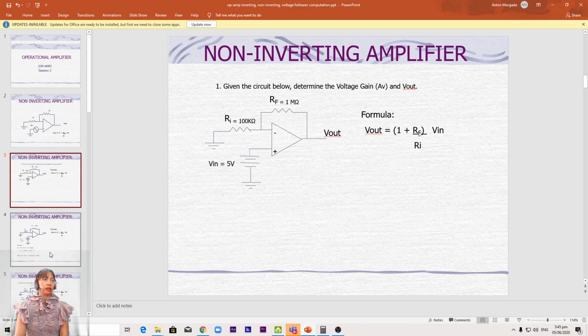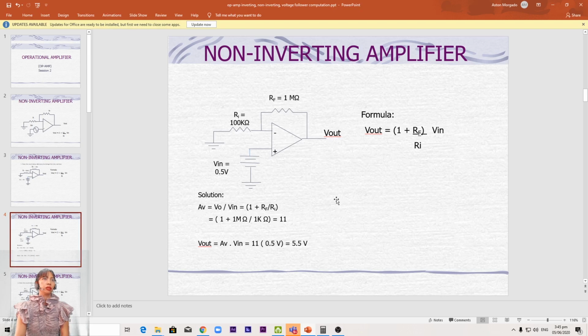So let's take the next slide for the computation or solution. We have AV is Vout over Vin. For voltage gain, we have 1 plus RF over Ri. So we have 1 meg over 100K is 10, plus 1. So we have voltage gain of 11. So Vout is equal to AV times Vin, 11 times 0.5. So we have 0.5 volts Vin here, DC, is equal to 5.5 volts. If we use a VOM to measure the output here, I should be able to measure 5.5 volts.